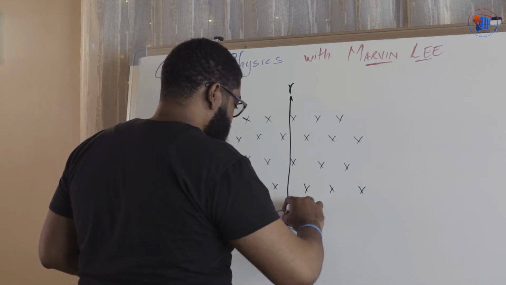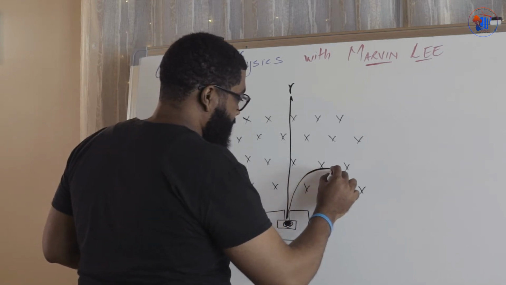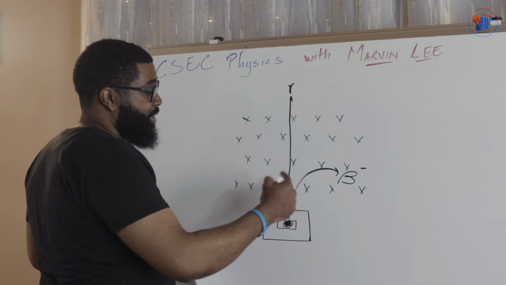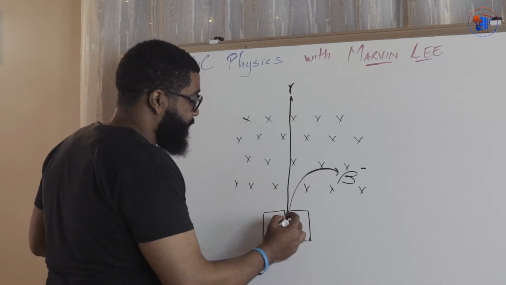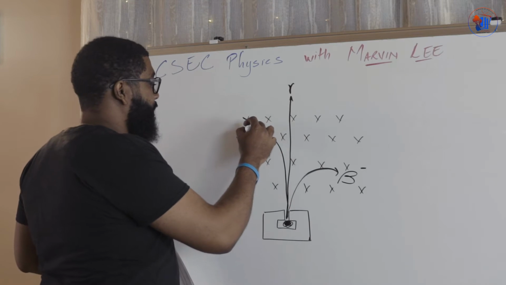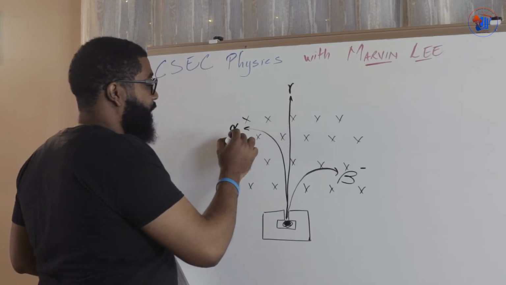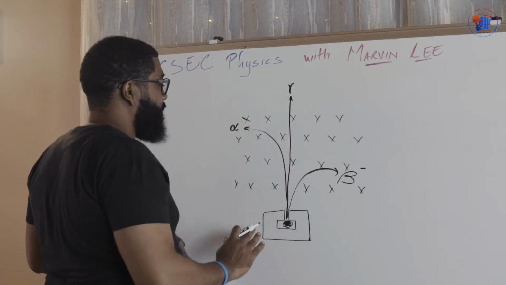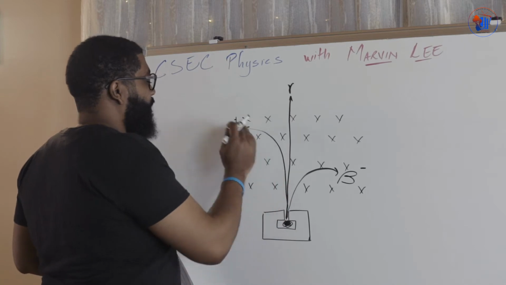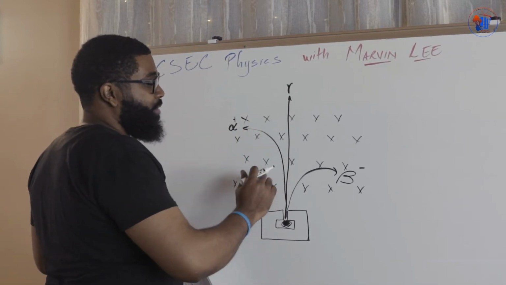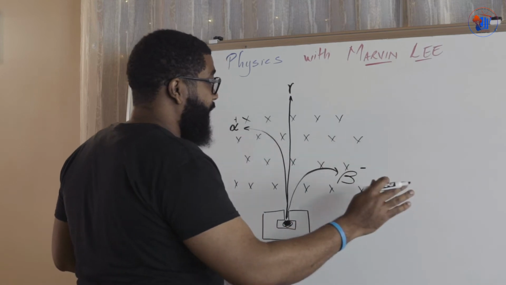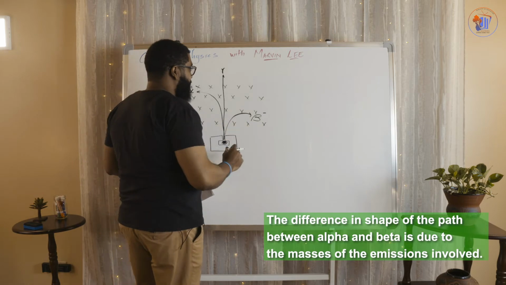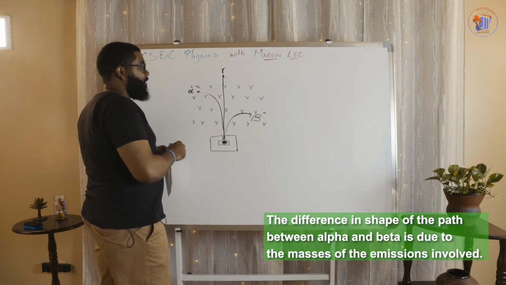Now, the beta particle, which is negatively charged, will trace a path that looks something like this, and the alpha particle, which is positively charged, will trace a path that looks like this. Gamma, straight through, unaffected. Alpha, with its positive charge, going to the left, and beta, with its negative charge, headed to the right. Now, the difference in the shape of the path between alpha and beta is due to the masses of the emissions involved.